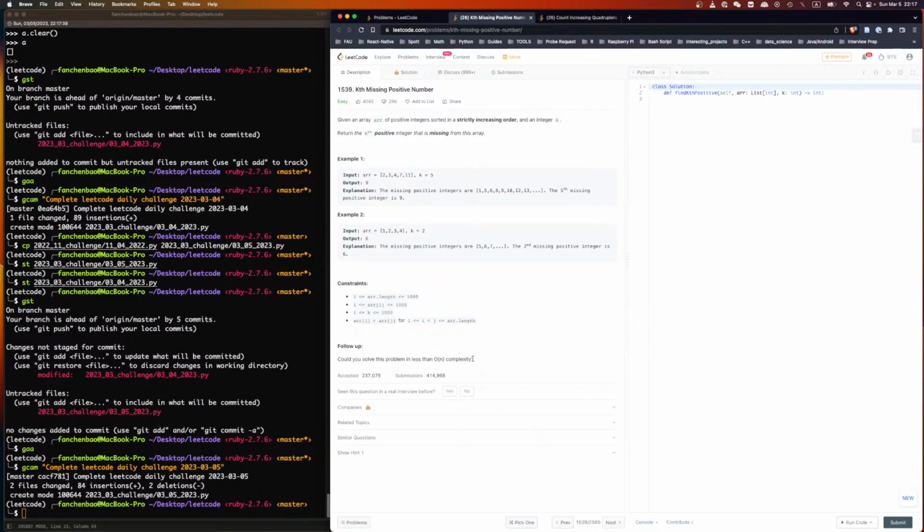Positive integers, right? So this is 4, and it's at the third position. Then we know we have 1 missing before 4, right? We want the 5th missing integer. So what we can do is, the maximum is 1000, so we can just use 1000.